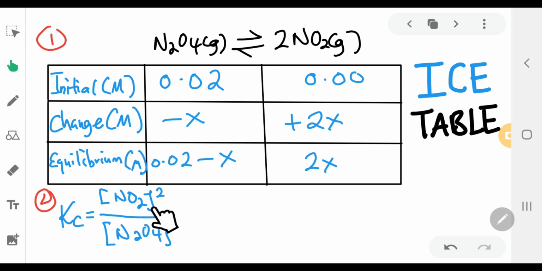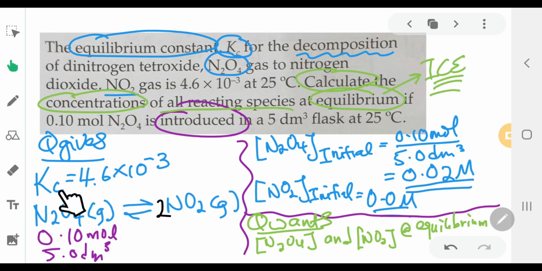Okay? So next, what we need to do is plug in the value that we have over here, 2x, into here, and the 0.02 minus x value you have to plug into that part of the expression. So it's going to look something like 4.6 times 10 to the power of negative 3. This is the value of KC that has been given to you in the question.